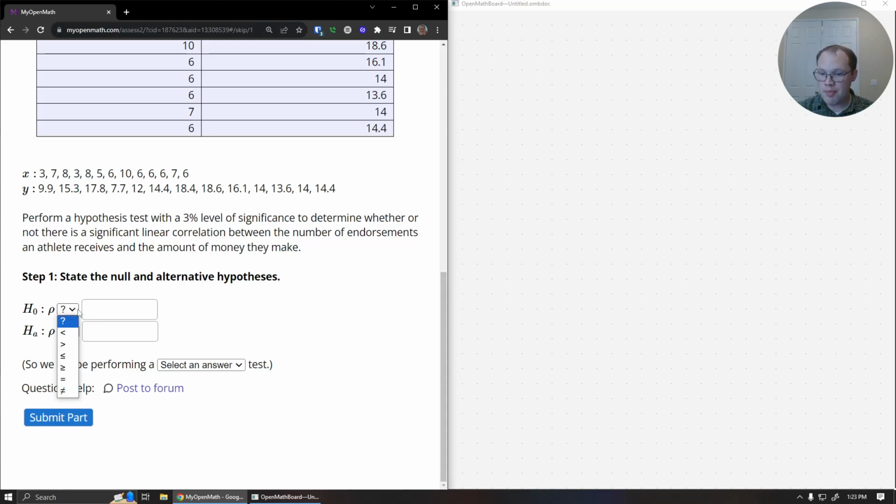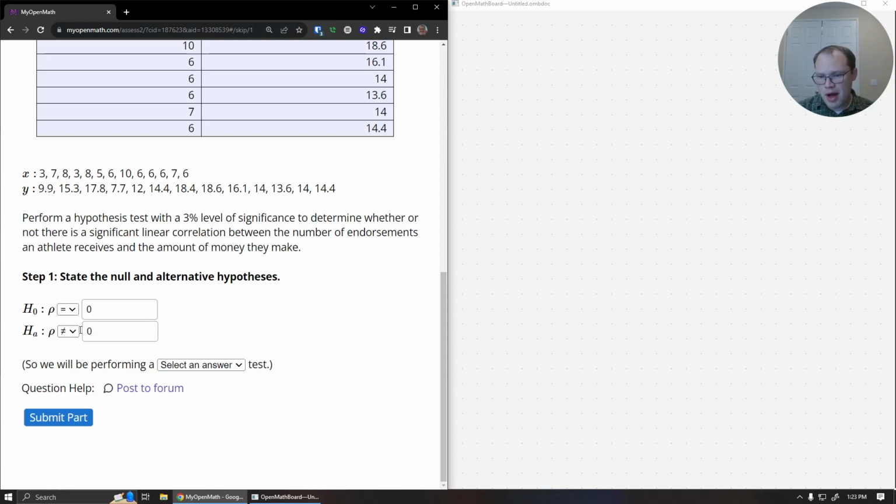The null hypothesis is that rho is equal to 0, that there is no linear correlation. The alternative hypothesis is the opposite, that rho is not equal to 0. If rho is not equal to 0, there is at least some degree of linear correlation. It doesn't have to be a whole lot, but there is some statistically significant amount of linear correlation.